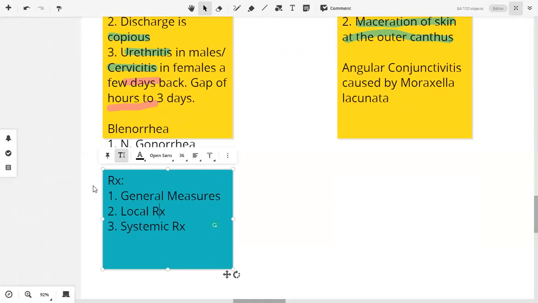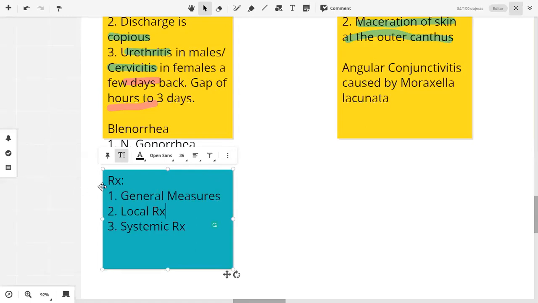Each organism has its own local treatment and its own systemic treatment. The general measures are all the same. General measures include avoidance of touching the eyes, proper hygiene, wiping the eyes with sterile cotton swabs, and washing the eyes with sterile water. Local and systemic treatment will include antibiotics, and antibiotics will be based on the culture and sensitivity reports of those scrapings which we took in the investigations.